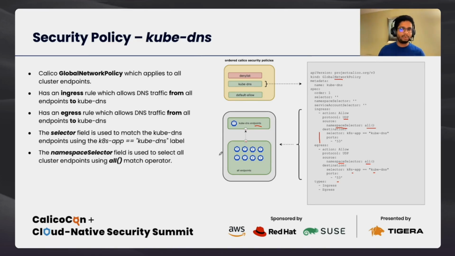And this policy is quite powerful, isn't it? You now have a single declarative policy that's protecting all DNS traffic in the cluster. So you may have thousands of pods and thousands of DNS flows in the cluster that are now protected by this single policy.